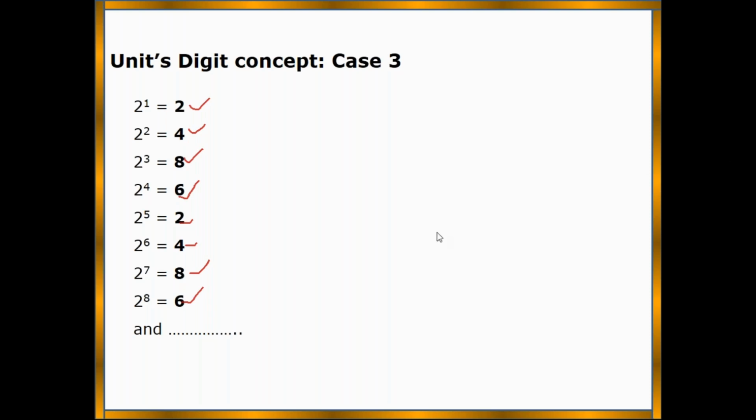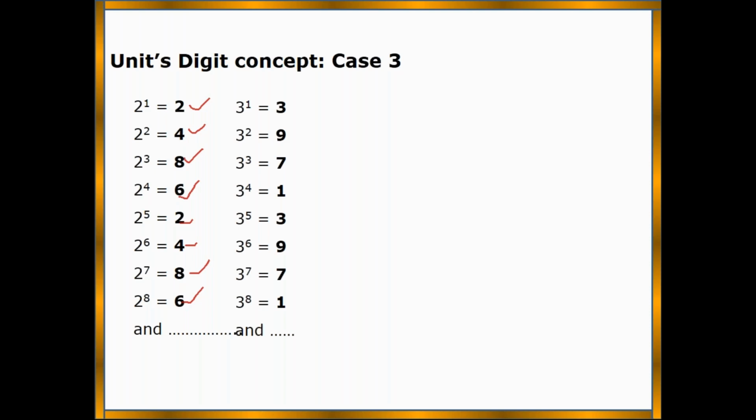Note down. The same thing is applicable for 3 also. 3 power 1, 3. 3 power 2, 9. 3 power 3, 27, means 7. 3 power 4 is 81, means 1. 3, 9, 7, 1 is repeated continuously. It means that whatever the power of 3 is, the answer should be any one of 3, 9, 7, 1. Other than these, it is not possible for powers of 3.